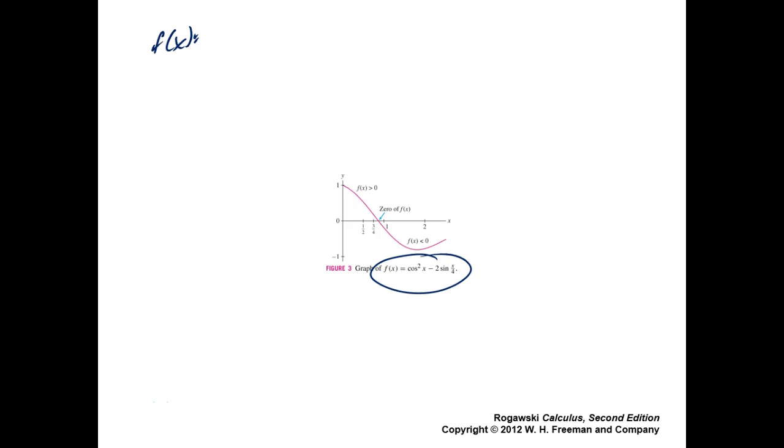You can just plug it in if you want to. Cosine squared of 1 minus 2 times sine of 0.25. You'll see that comes out being negative also, right? Okay. Got it?